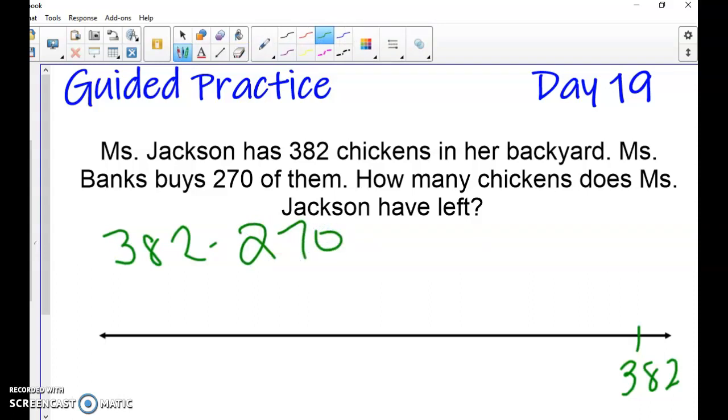Now, let's start subtracting our hundreds. The only place value that's going to change right now is our hundreds place. So 300 minus 200 is equal to 100. So 382 minus 200 is equal to 182.